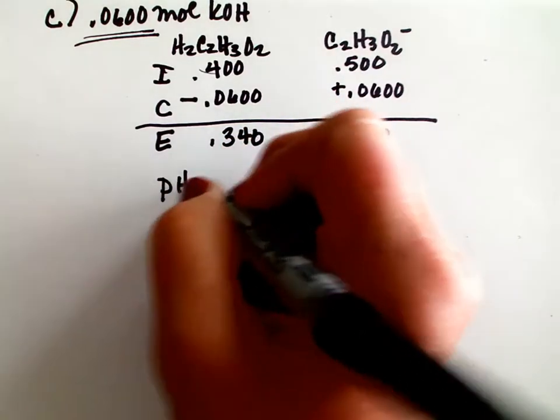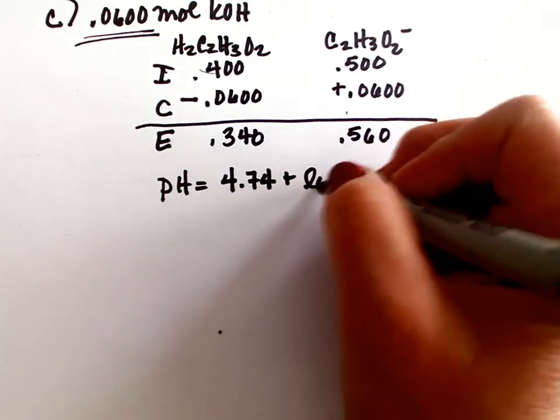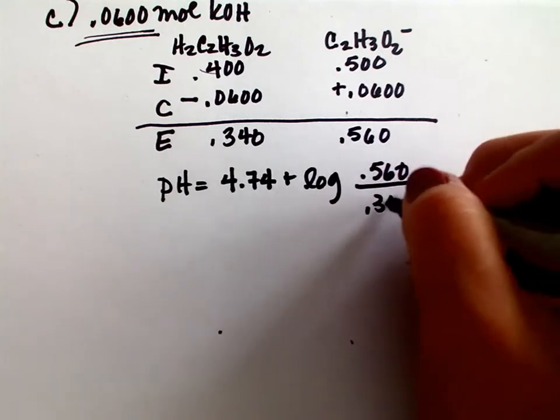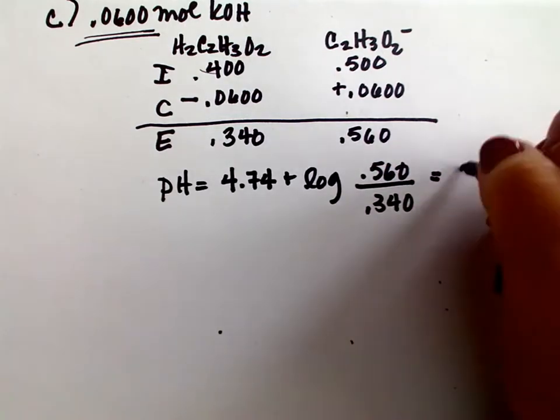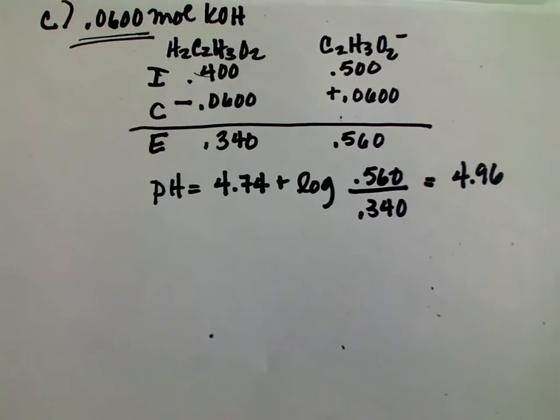which we will then just plug into our Henderson-Hasselbalch again and determine our new pH, or the pH of that buffer system, and that is 4.96. So the original pH of that buffer system was 4.84. So we've added hydroxide ion, which was neutralized by the weak acid. So we actually have increased the pH a little bit because we've made more conjugate base.